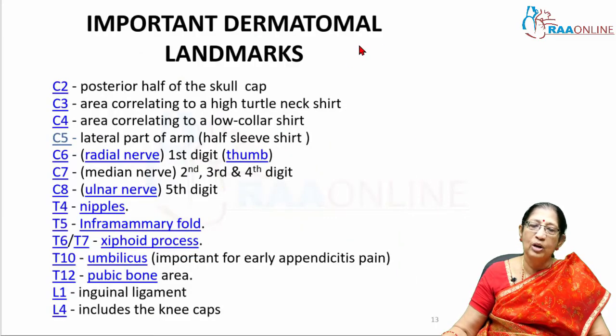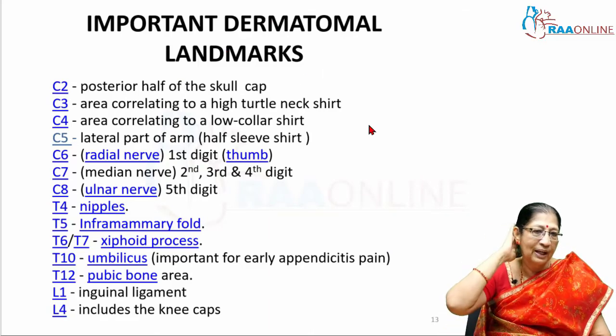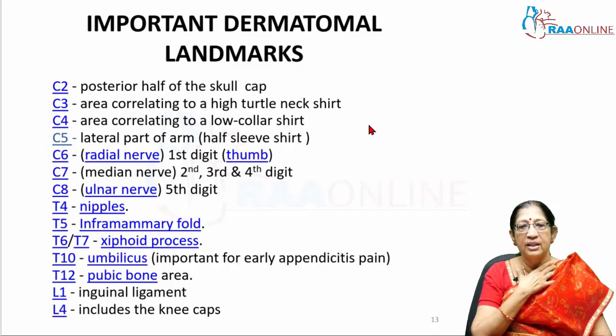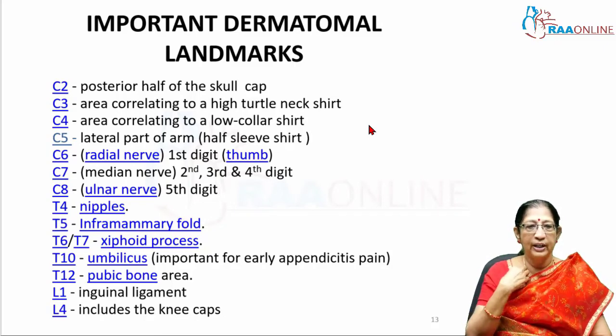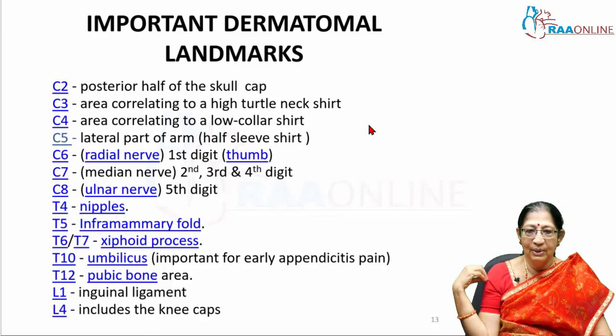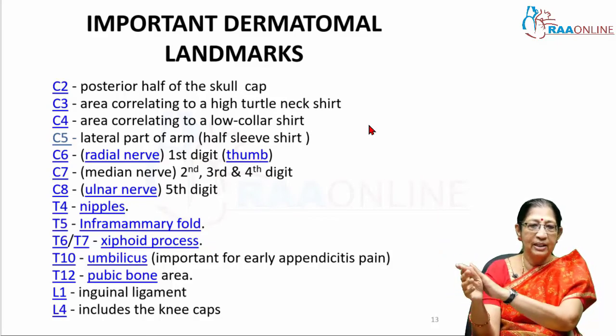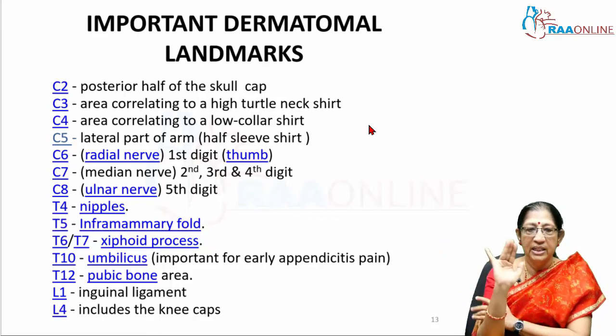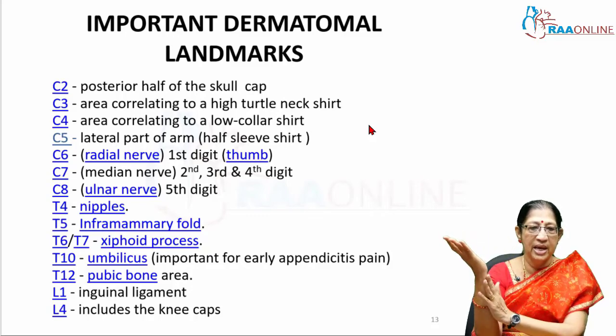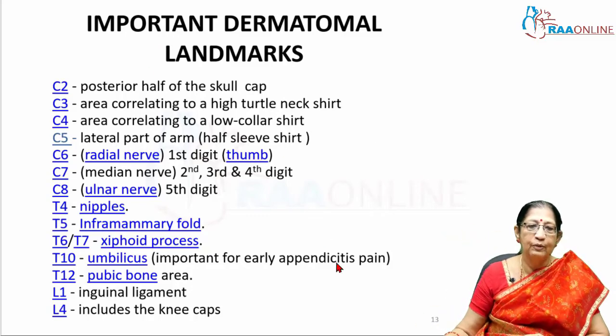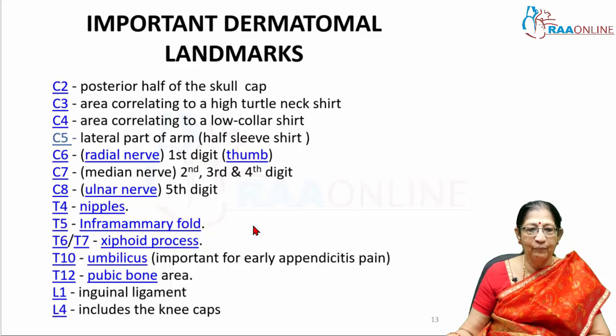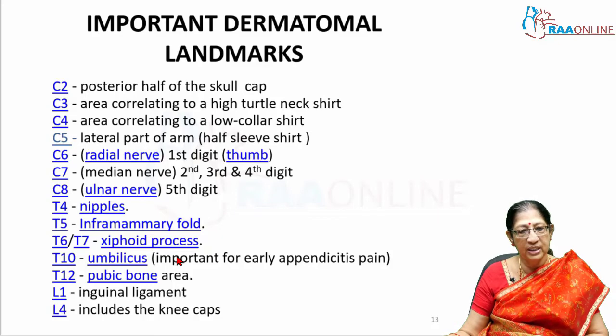As I said, these are important dermatomal landmarks for the sensory roots. Posterior half of the skull cap, C2. High collar area, this is the turtleneck shirt, and then the low collar area will be C4. Lateral part of the arm will be C5, radial side till the thumb will be C6. And these three digits will be C7, this is C8, and the nipple region will be T4, inframammary fold is T5, xiphoid process will be T6-7, umbilicus we all know is T10, and the pubic bone will be T12, and L1 is the inguinal ligament and L4 is the kneecap.